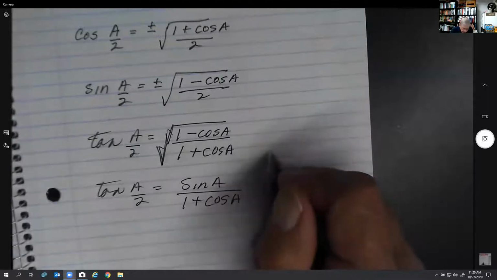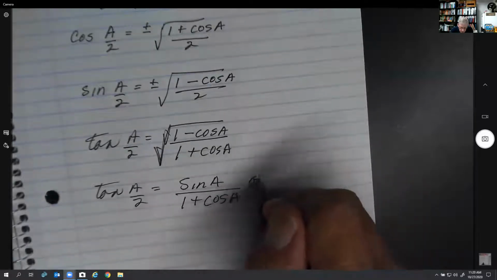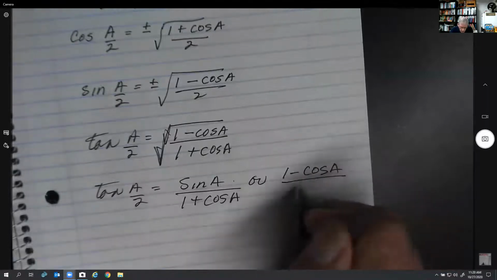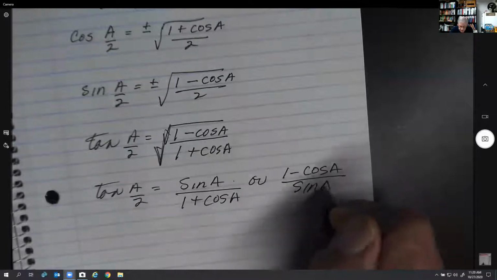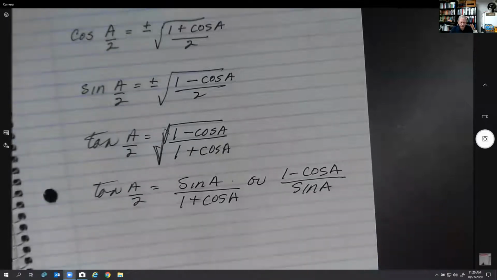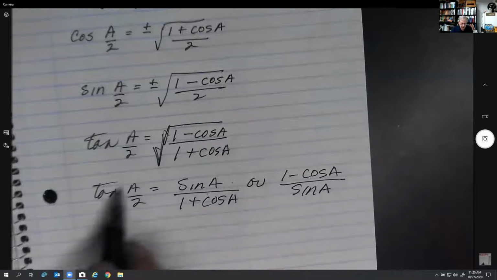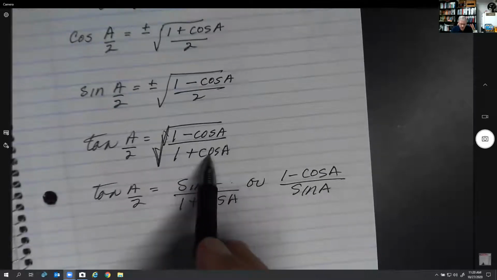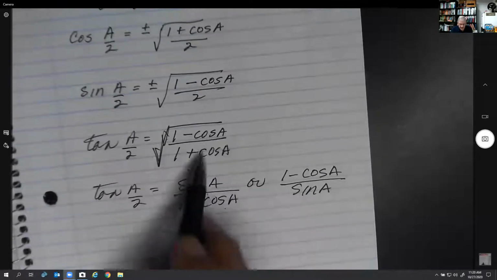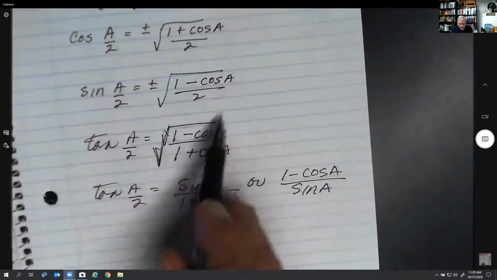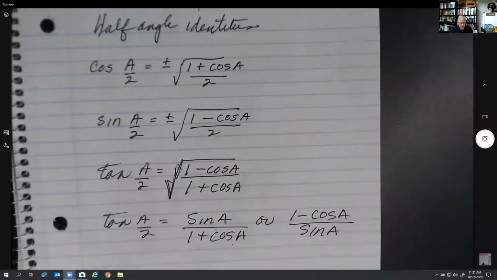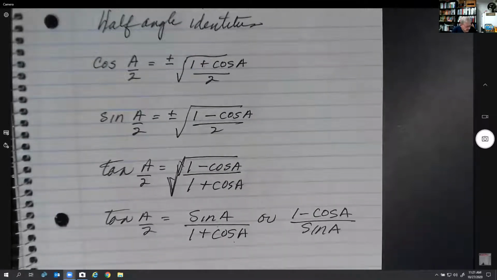Or they have a variation on it. 1 minus cosine A over sine A, like that. That one might be a little bit easier to use than this one up here. But it just depends on, this would be good if you only knew the cosine. You want to figure out the sine. See, these are in terms of cosine. So we'll try one and just see what we can do with it.